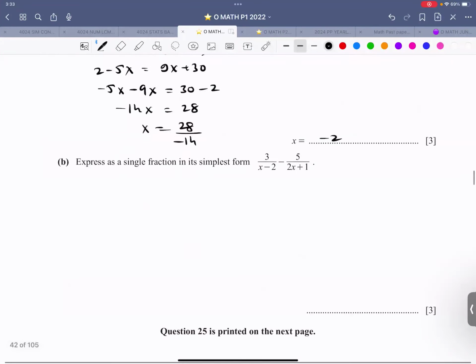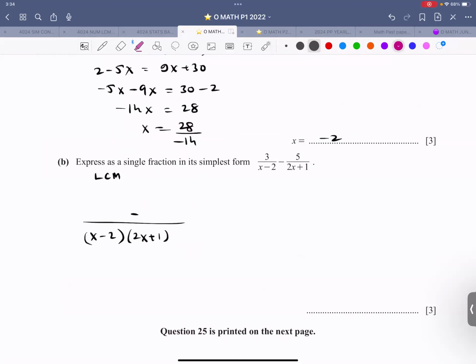That's the first one. Express as a single fraction. This is the question of LCM. So we have x minus 2. We have 2x plus 1. There is a minus sign over here. Now just focus on this. Take this 3, multiply with 2x plus 1. Take this 5, multiply with x minus 2. This minus in the middle remains in the middle. Okay, and these two brackets downstairs, the red bracket, which is 2x plus 1, the blue bracket, there is no need to multiply. Keep that in mind.